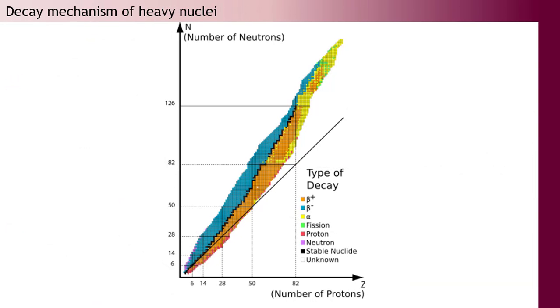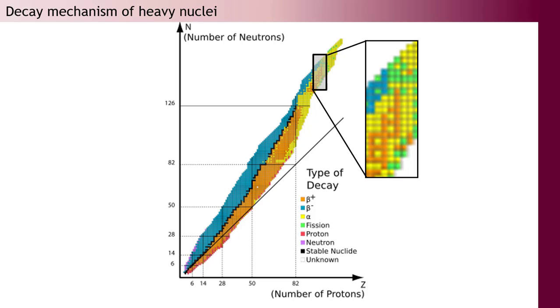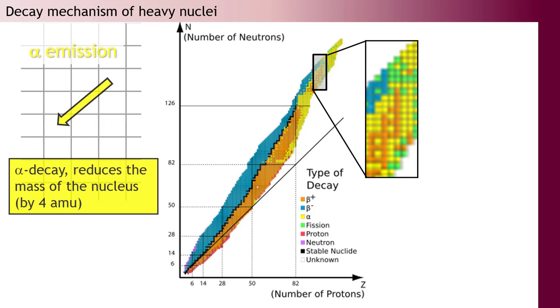There are a couple of other colour-coded mechanisms on this plot. Yellow squares represent a nucleus that decays by alpha decay. The alpha decay moves an element 2 squares in a southwesterly direction towards a more stable, lower mass element. And you will notice that all of the yellow squares are found for relatively high atomic masses.